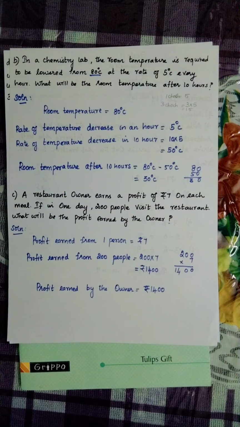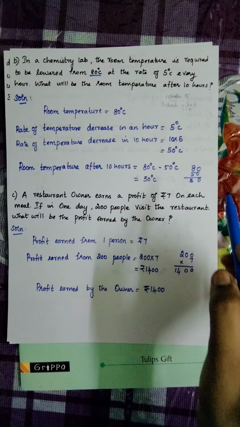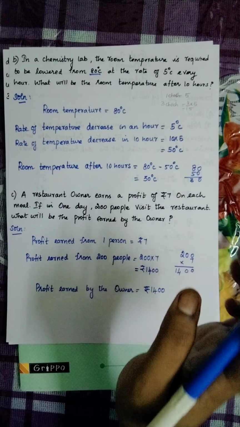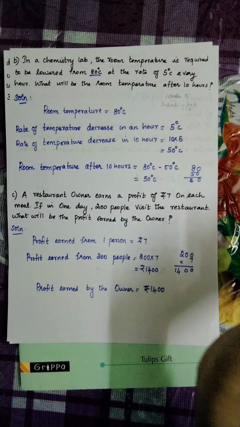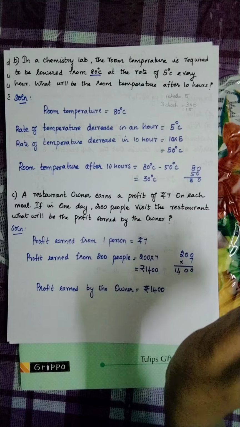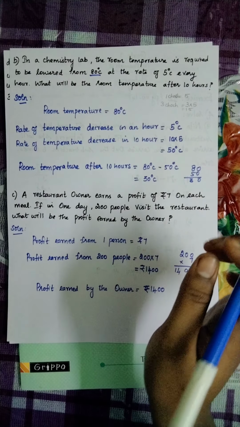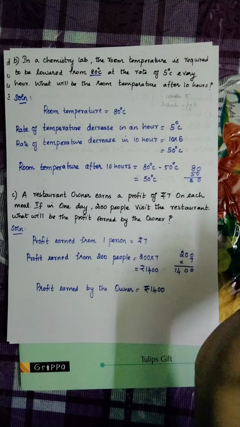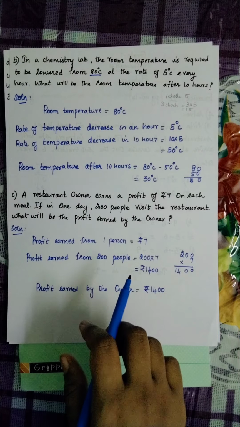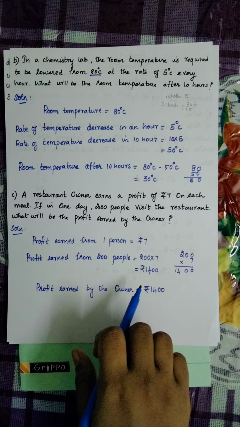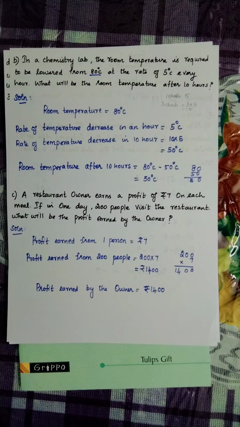The restaurant owner earns a profit of rupees 7 on each meal. If one day 200 people visit the restaurant, what will be the profit earned by the owner? So profit earned for one person is rupees 7. So profit earned from 200 people is 200 into 7, that is 1400. So profit earned by the owner is 1400 per day. Okay.